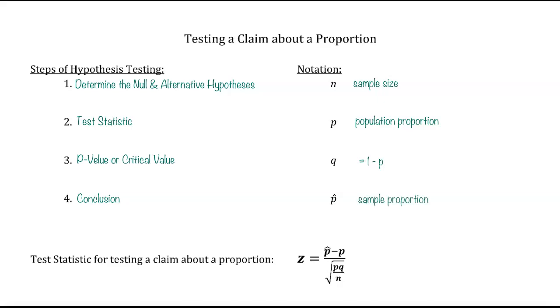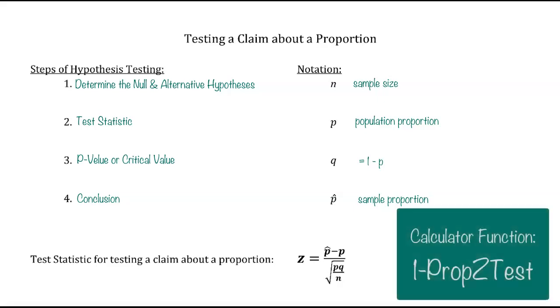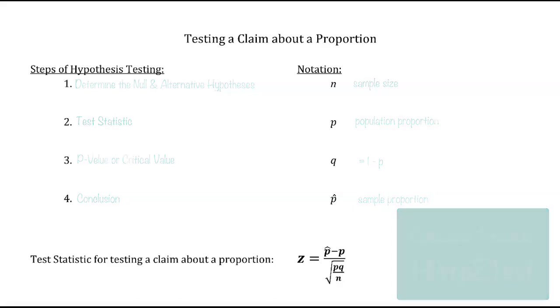The test statistic for testing a claim about a proportion is found using this equation. Z is equal to p hat minus p, the difference between the sample proportion and the population proportion, divided by the square root of the product of p and q over n. Notice that our test statistic in this case is a z, so you can use your z-table. I will also show you how to use your calculator. The function that we'll need for this is 1-prop z-test.